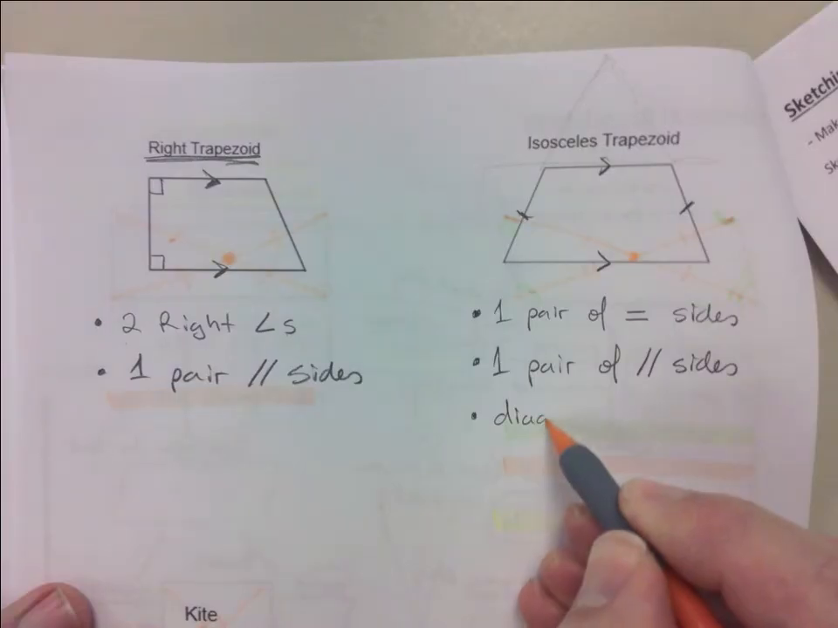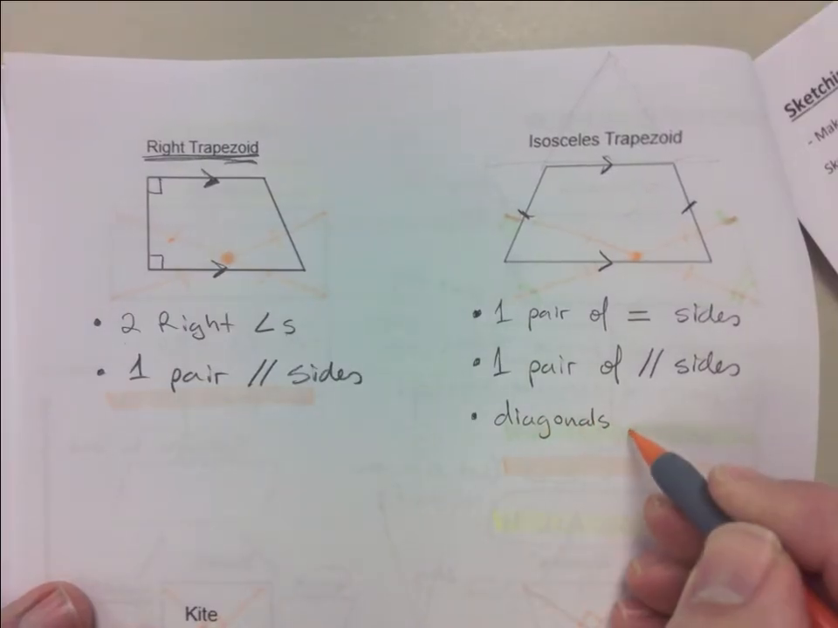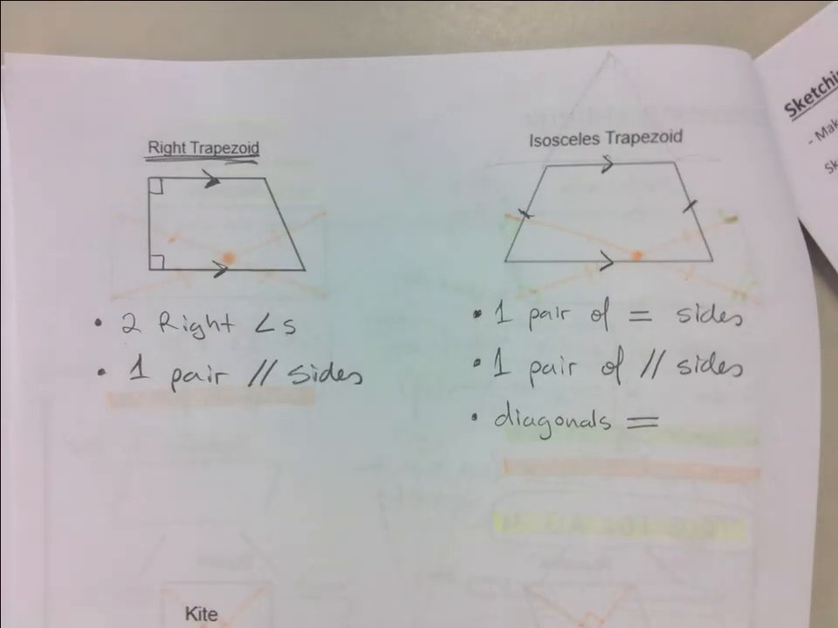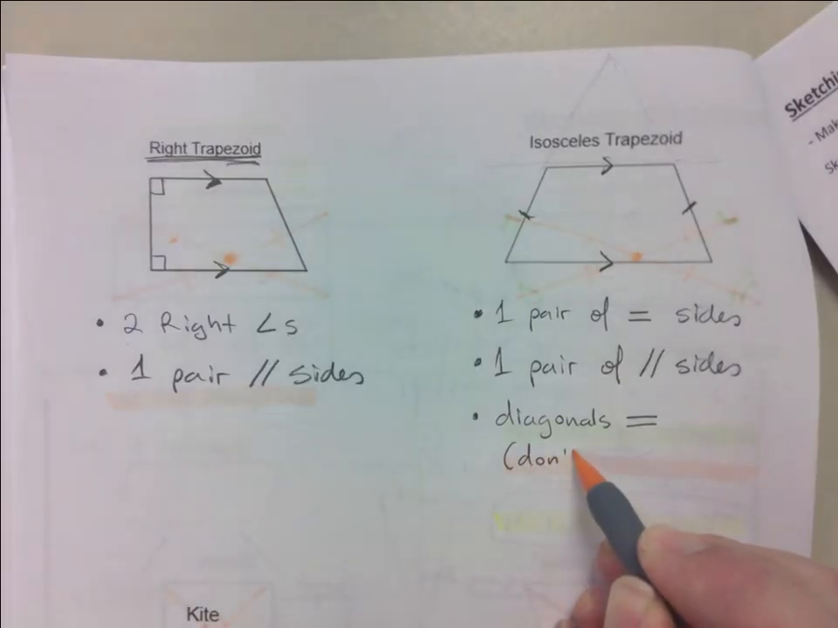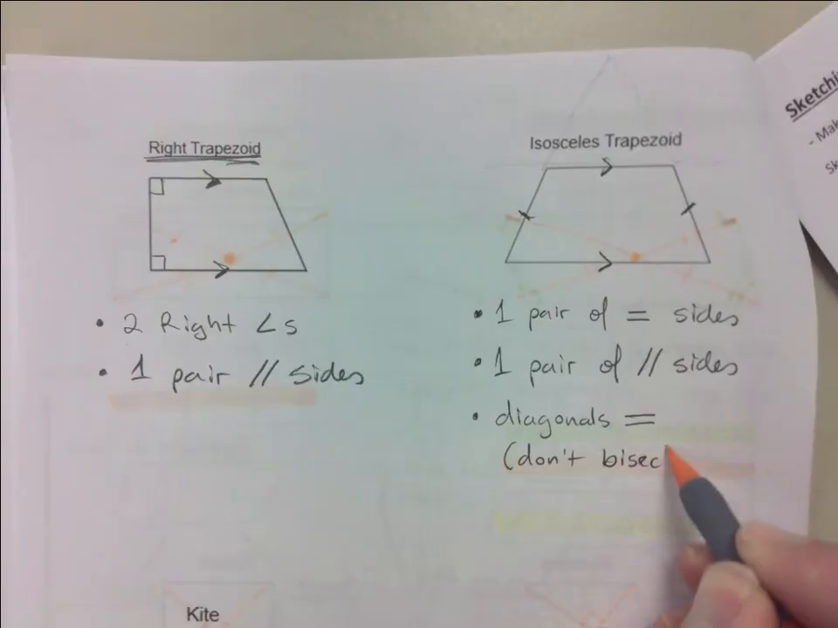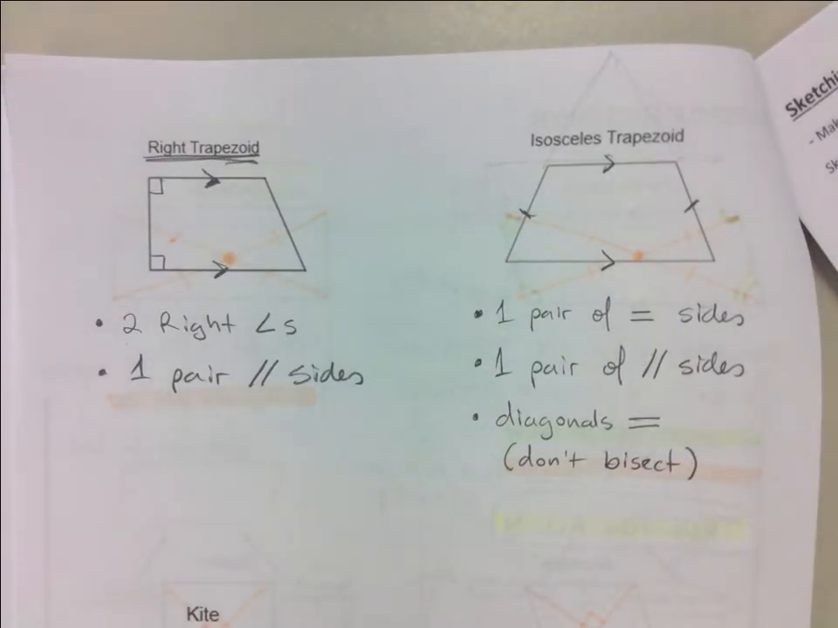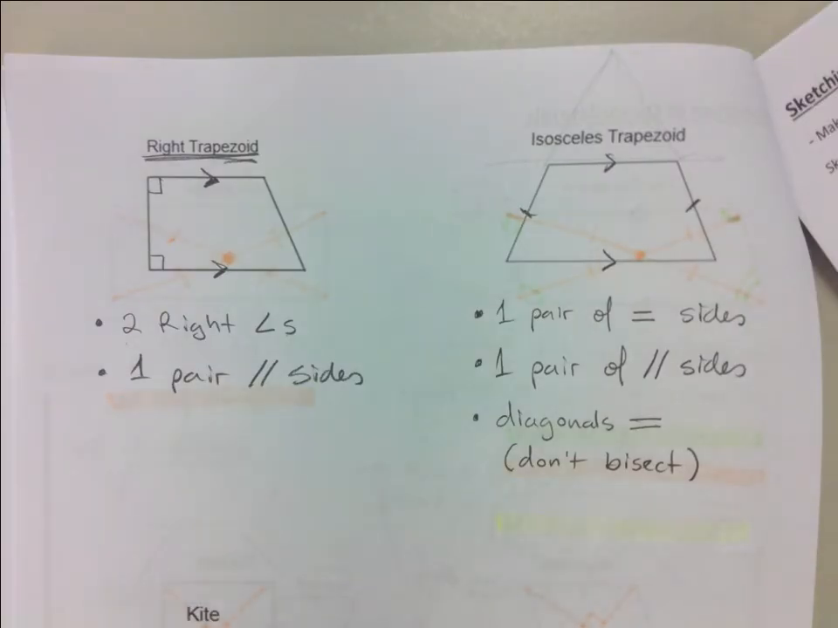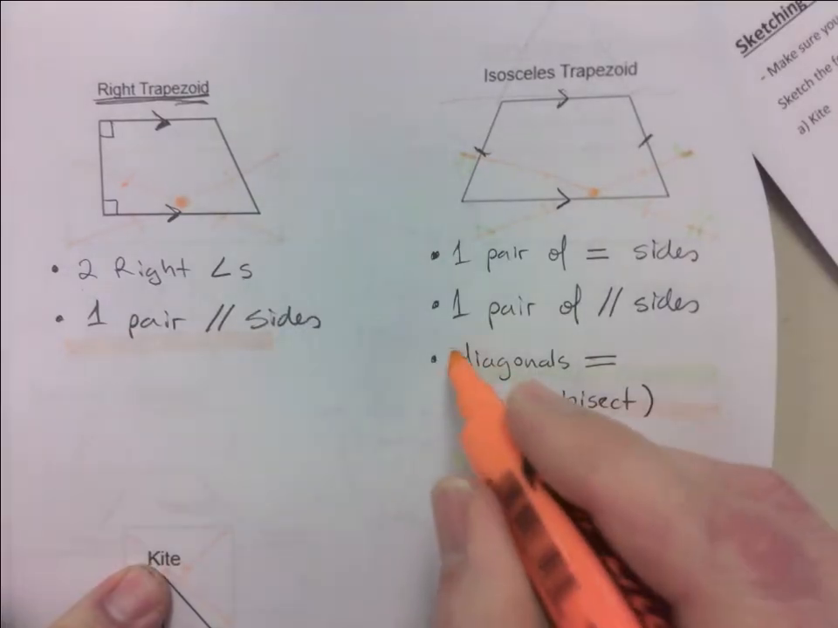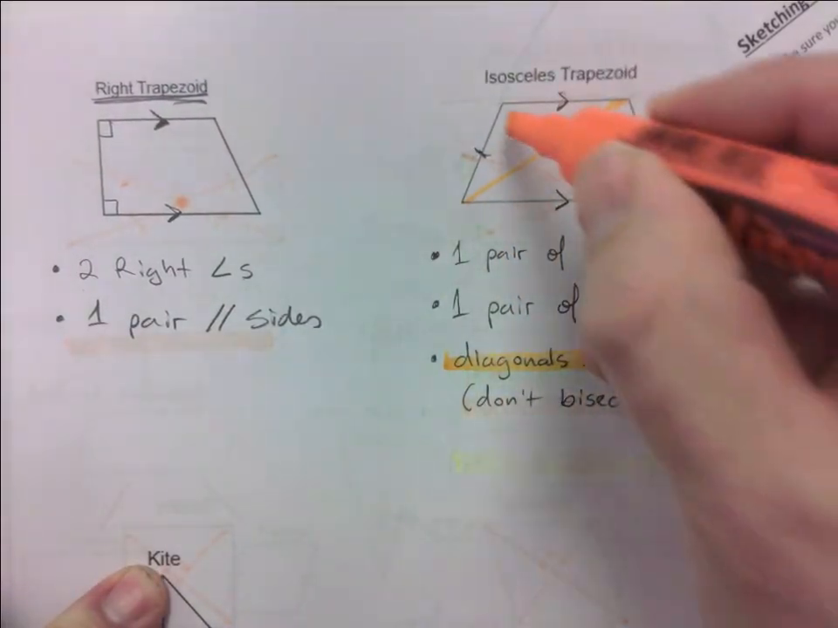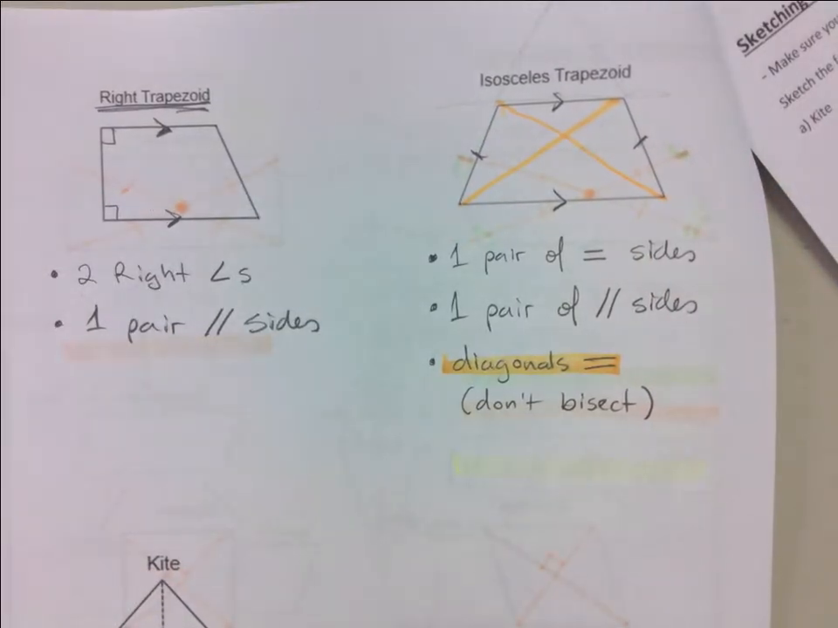The diagonals are equal as well, but they don't bisect. That's important to know, that the diagonals are equal, but they don't cut each other in half. They don't meet at a 90, none of that, okay? I'm going to give it that orange color. Oops, sorry about that. We're almost done. Okay, but they don't cut each other in half.